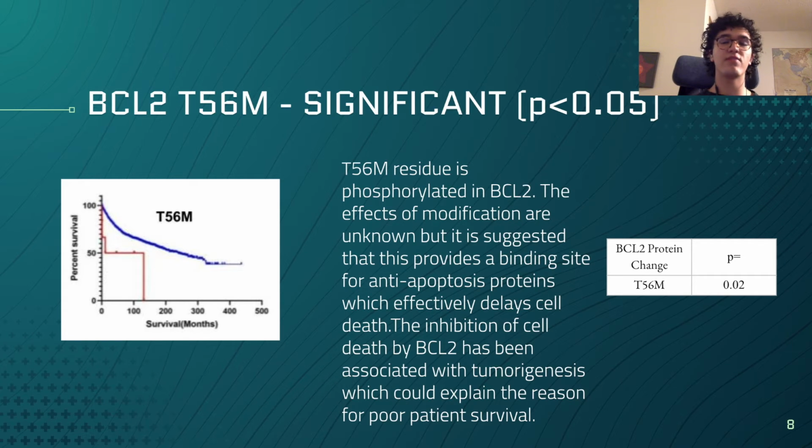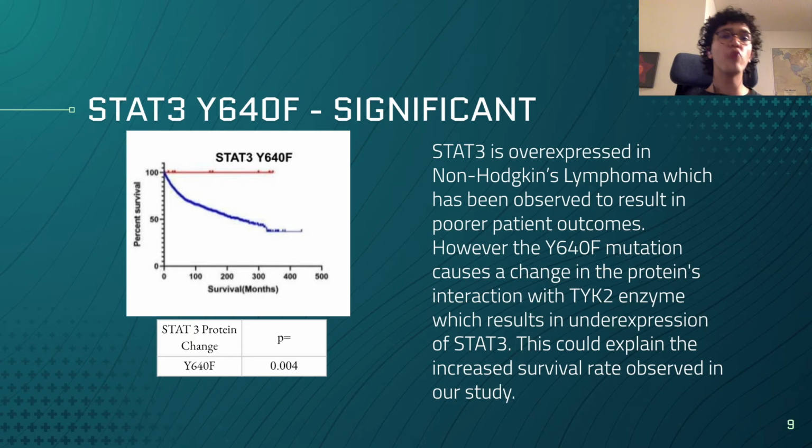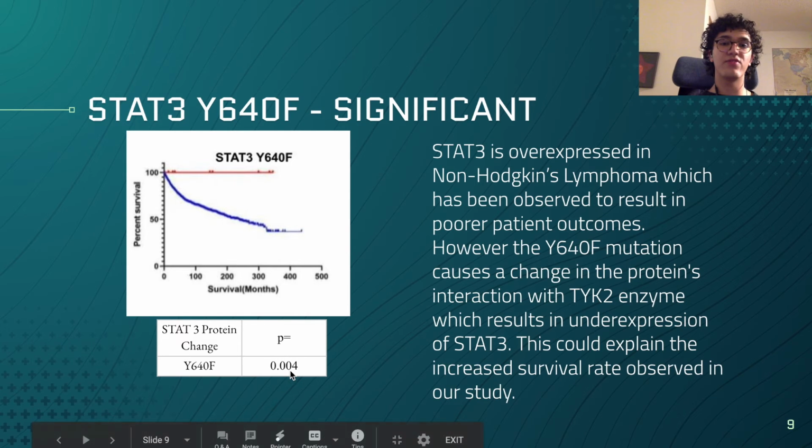The inhibition of cell death by BCL2 has been associated with tumorigenesis within cancer patients, which should explain the poor patient survival. Then we had the most important and most interesting mutation in the entire study, that I found at least, which is the Y640F mutation to STAT3, where we see that all the patients with this mutation survived for over 350 months when compared to the wild type, and the p-value is 0.04.